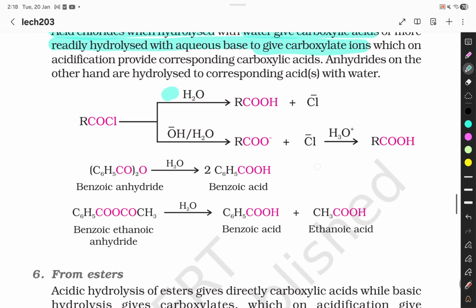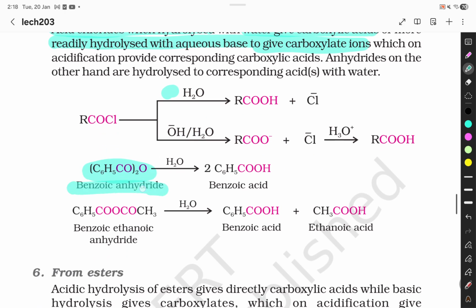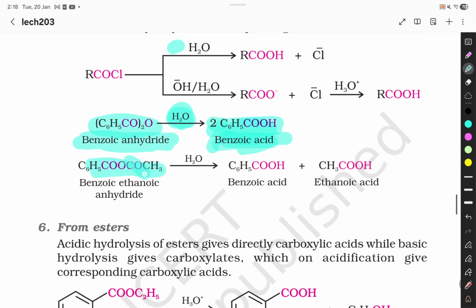Now this one is an important one. Benzoic anhydride gives benzoic acid on hydrolysis. Obviously, it's an anhydride, so if you put water, it will become hydrolyzed, and benzoic acid will be released. But if you have a mixed anhydride, like benzoic ethanoic anhydride, then it will give both the corresponding acids.